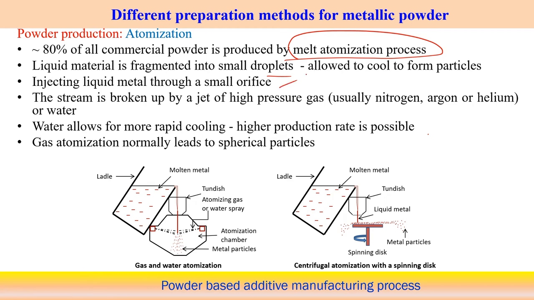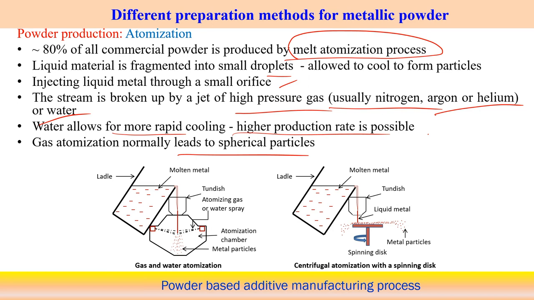The liquid metal passes through a small orifice, and the stream is broken up by a jet of high pressure gas. With gas atomization, a high pressure gas flow interacts with the liquid metal. This gas can be nitrogen, argon, or helium, which are non-reactive even at high temperature, or water can be used in this case. A water stream can also be used to atomize the liquid metal. Water allows more rapid cooling compared to gas, so higher production is possible when using water. Gas atomization normally leads to spherical particles, while water atomization produces irregularly shaped particles.